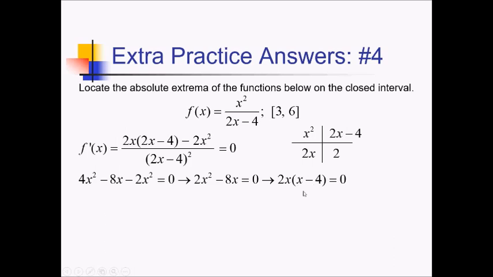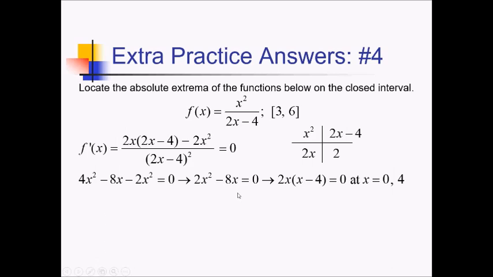And then we see that this is going to equal 0 if I have x equaling 0 for that 2x piece, or if x equals 4. Both of those zero out this equation. Now between the two of these, only 4 is actually between 3 and 6.